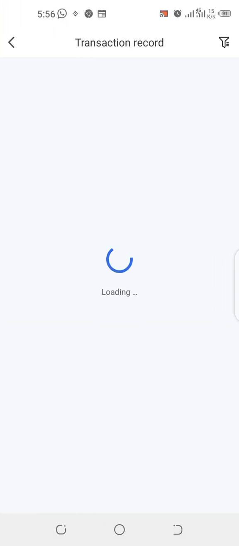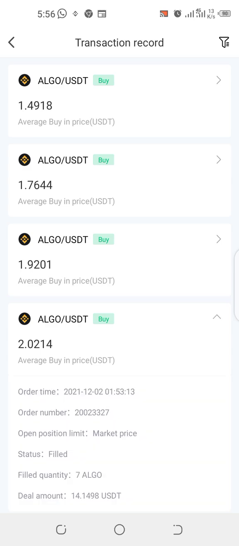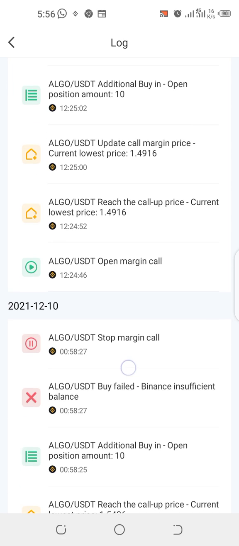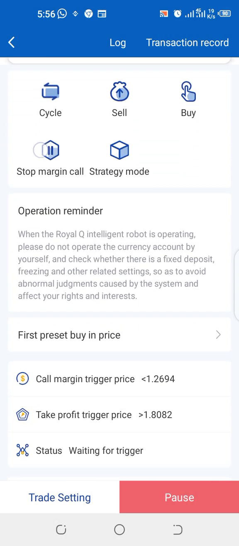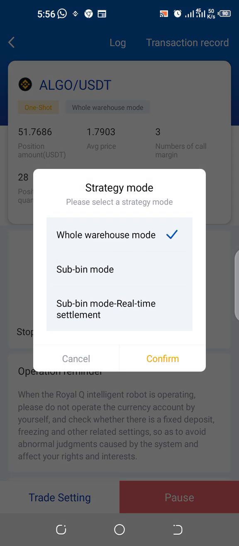You can also look at the transaction record and see how many times it has bought and sold. You can open each one and see the details under it. In the log too, you can see something a bit similar and see some of the details under each of those trades. By clicking on strategy mode, you can switch between whole warehouse mode and sub-bin mode.